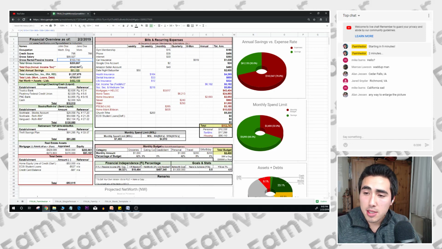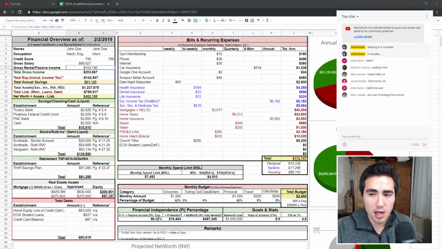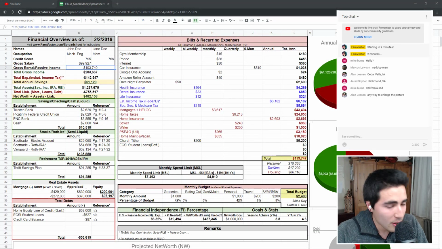But what I did to make it simpler is... is there any way to enlarge the picture? Yes, I can enlarge it. How's that? Is that any better? And hopefully you guys aren't on your phones. Go on the desktop, I'd say.